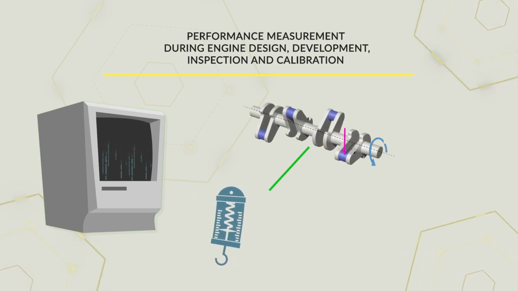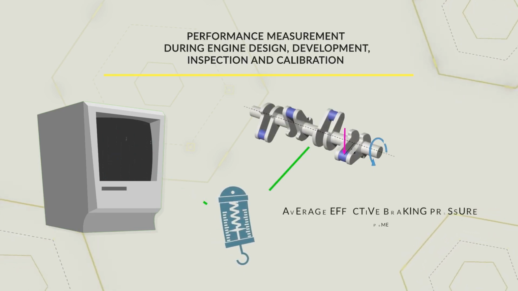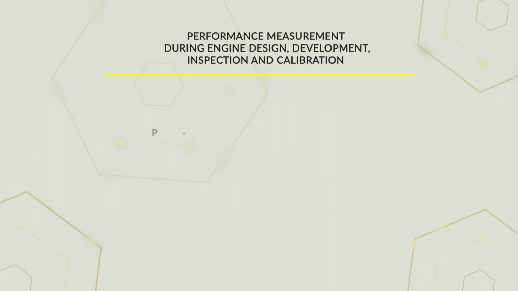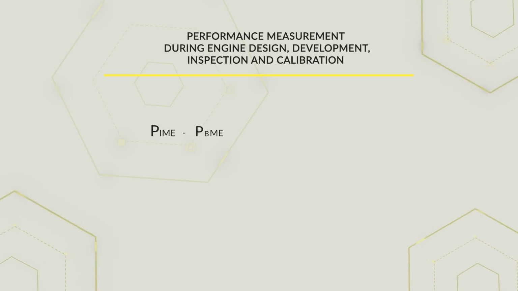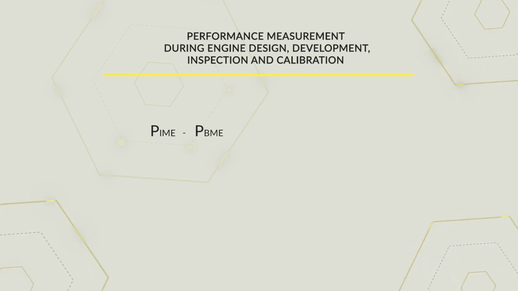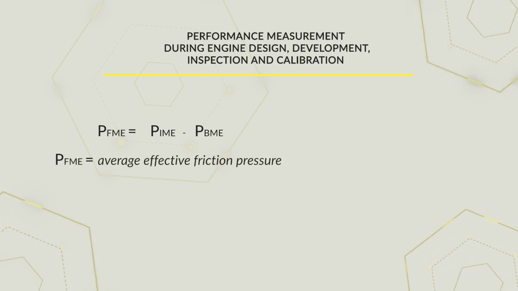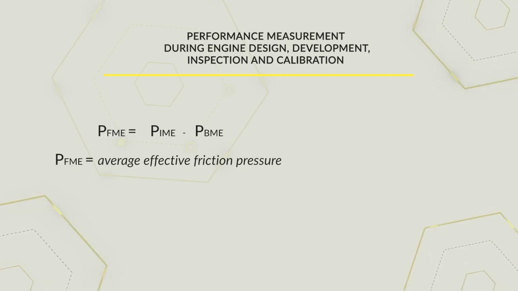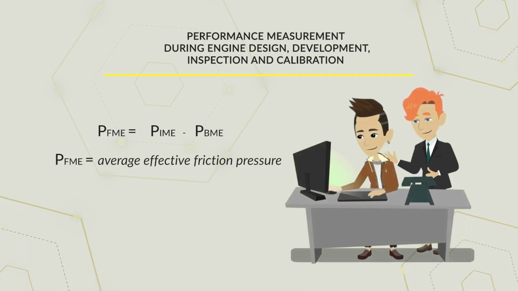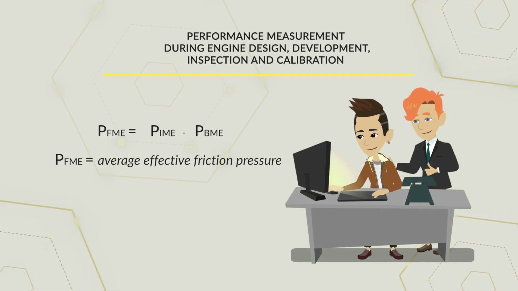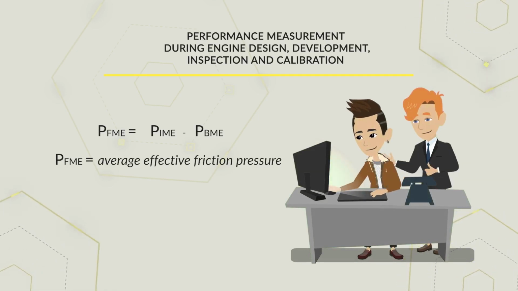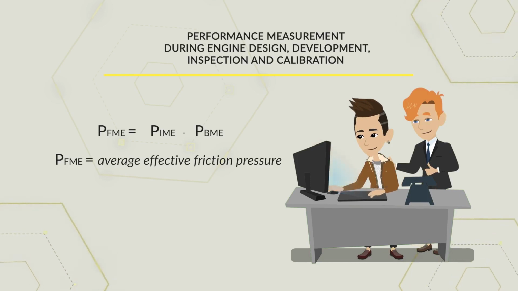This data is used to finally determine the average effective braking pressure. Thanks to the difference between the indicated average pressure and the actual braking average pressure, the average effective friction pressure results, which represents the totality of the losses. This information is used by the manufacturer to know how well the design department has worked, to put into practice the considerations and objectives chosen at the beginning of the project.